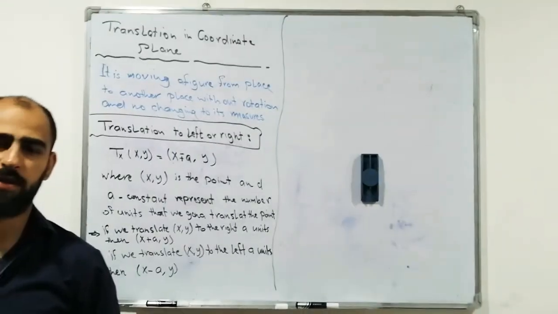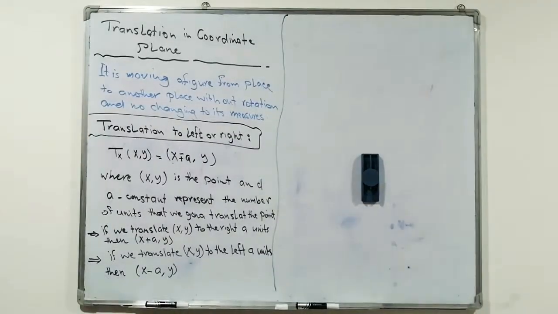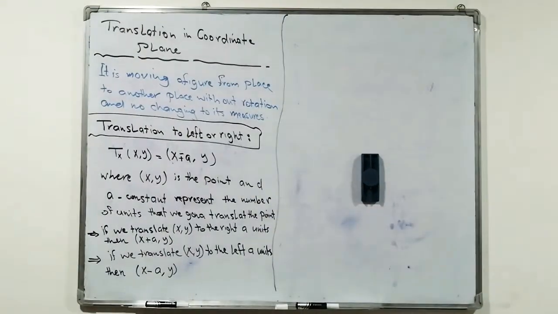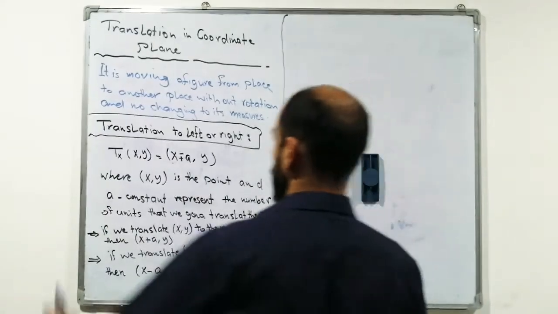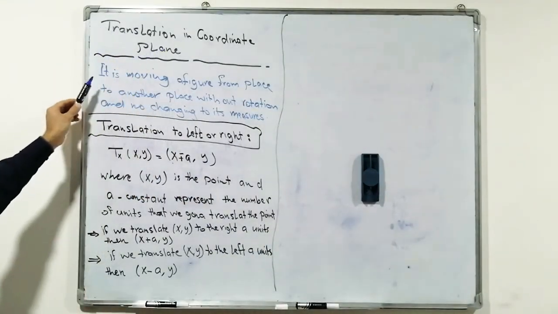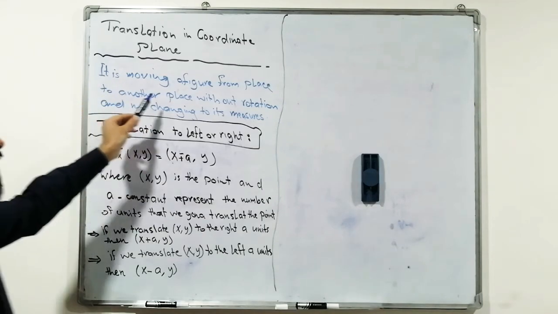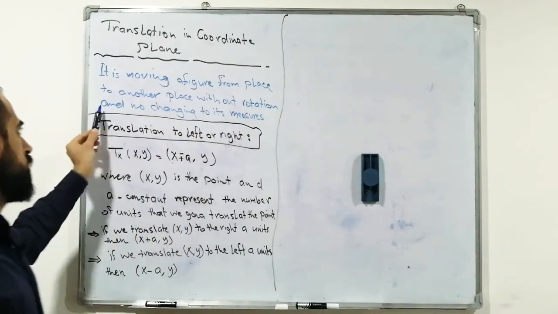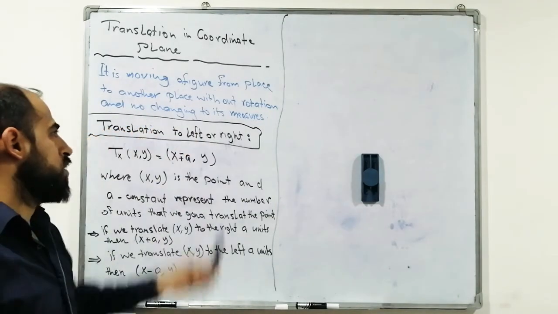Dear second intermediate student, in our lecture today we're going to take translation in the coordinate plane. We will learn the meaning of translation and how many kinds of translation we have. First, we're going to define translation. Translation in the coordinate plane is moving a figure from one place to another without rotating it and without changing its measures.